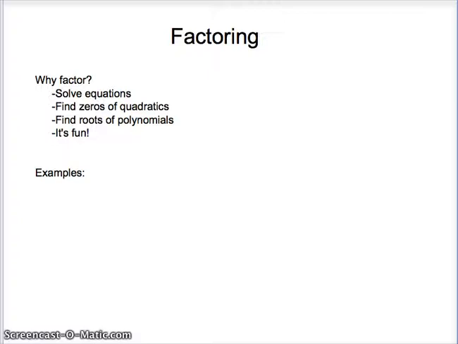Alright, when I factor, it's a process of breaking down something into its two factors. So for example, 24 can be broken down into two factors, 6 times 4. Now 6 times 4 will give us 24. Now we can expand this to include some polynomials.